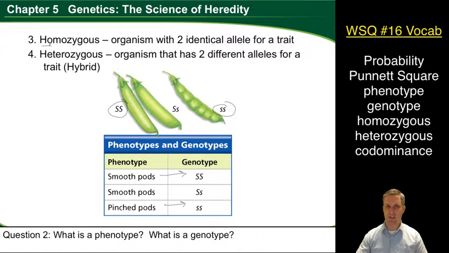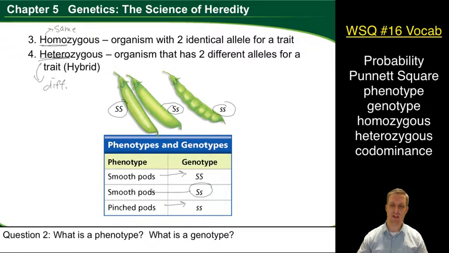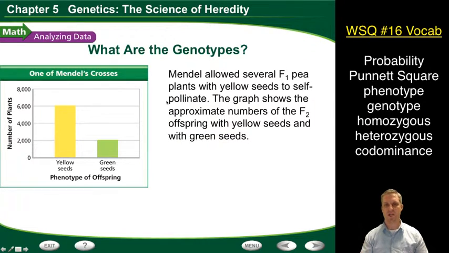Heterozygous, and remember we've talked about these words before: homo means same, hetero means different. So if you know the prefix to the word, you know that heterozygous organisms have 2 different alleles for a trait. So this one would be our heterozygous with the smooth pods because he has 2 different alleles. That's the difference between genotype and phenotype, and between homozygous and heterozygous.